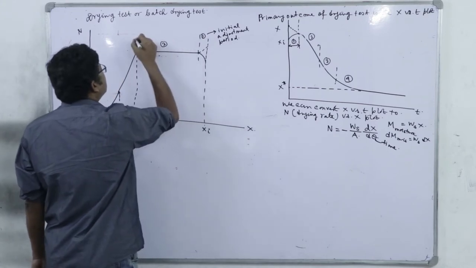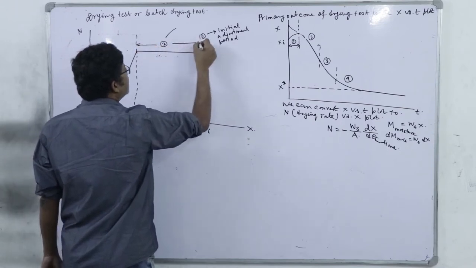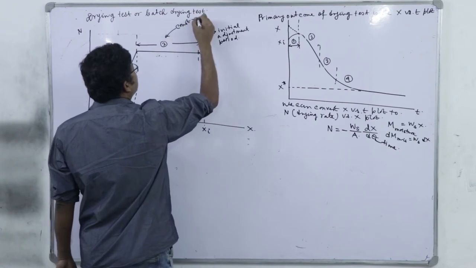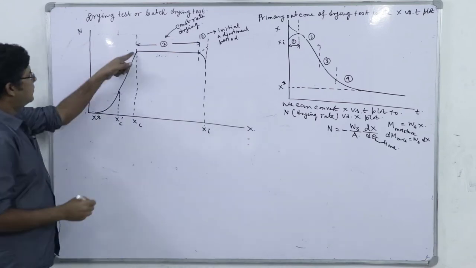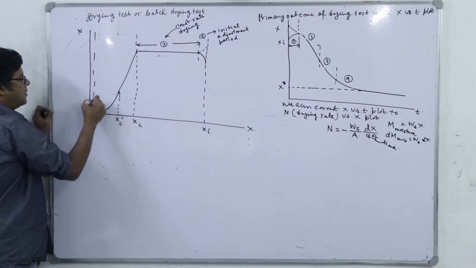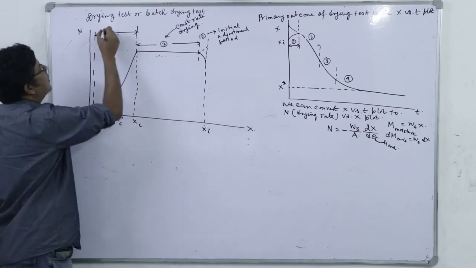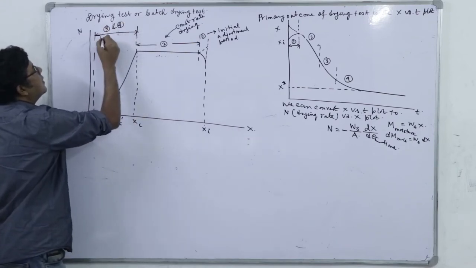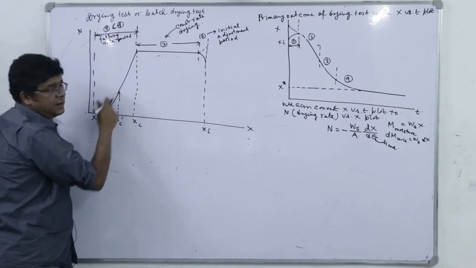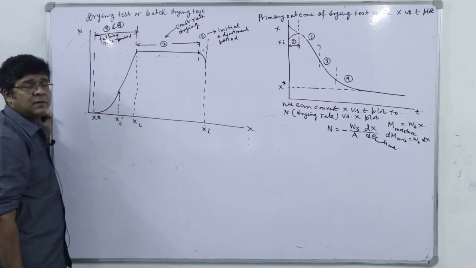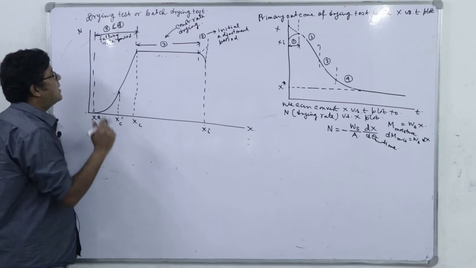Next, regime 2. This is called the constant rate drying regime. And this entire section from this point to this point is the combination of 3 and 4, the falling rate period. The falling rate period has a linear section and a nonlinear section. This does not mean that everywhere we will get a linear and nonlinear section. It may be entirely linear, it may be entirely nonlinear. That depends on the type of the solid.